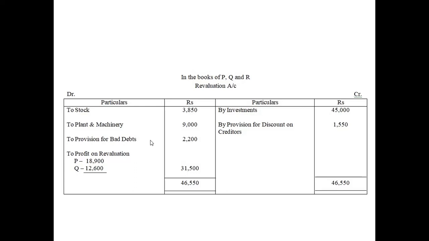So the amount of stock is 38,500, isn't it? So it has to be depreciated by 10%. So 10% of 38,500 will be 3850. Okay. Plant and machinery is 90,000. So its 10% will be 9,000.